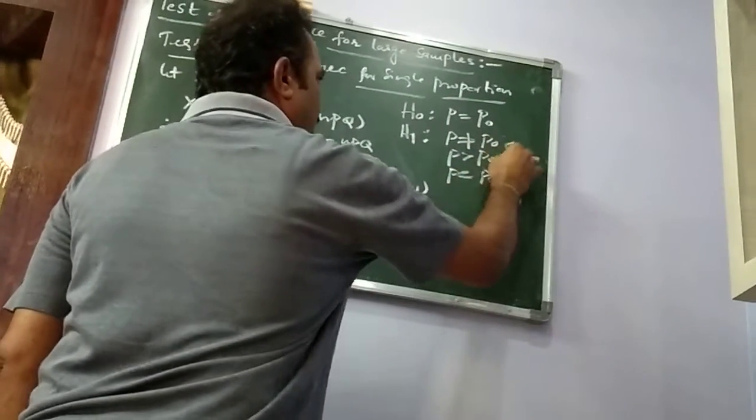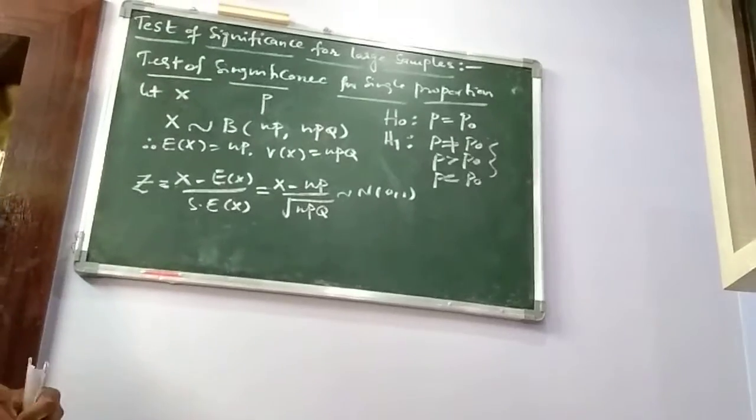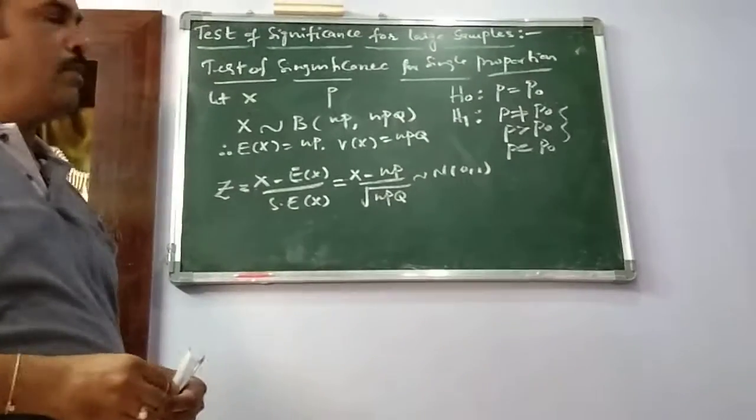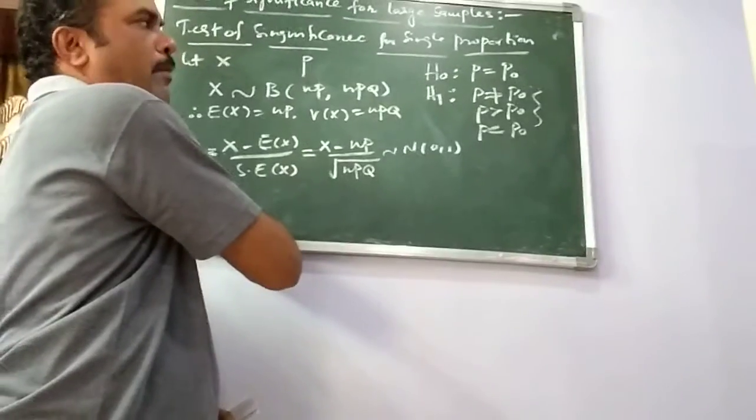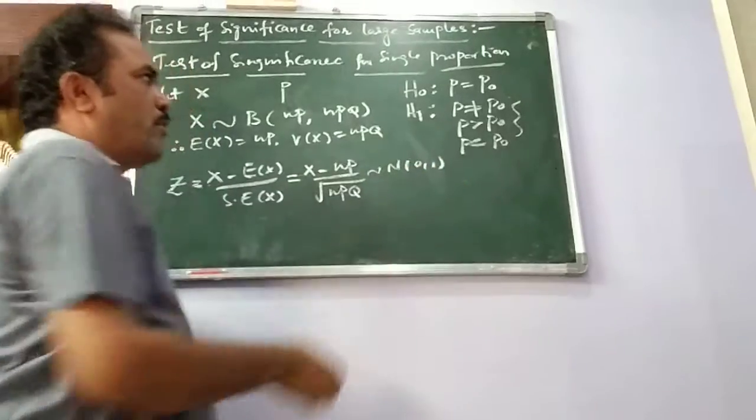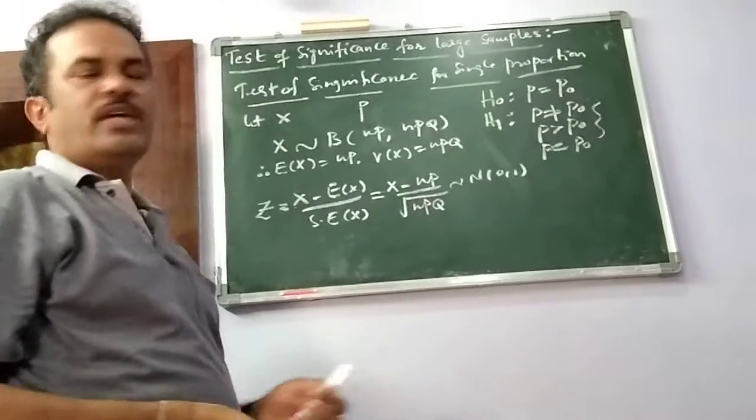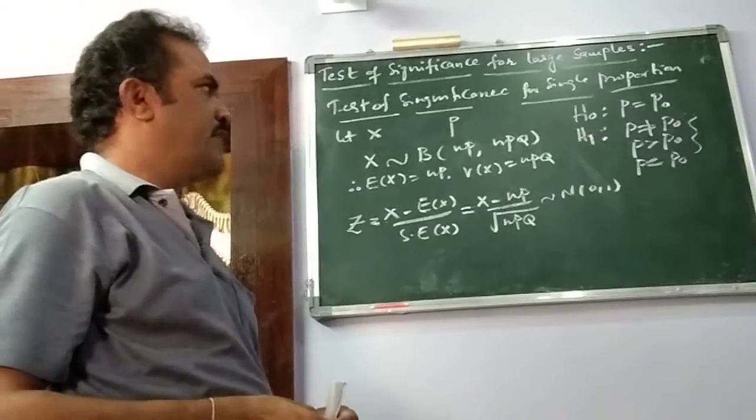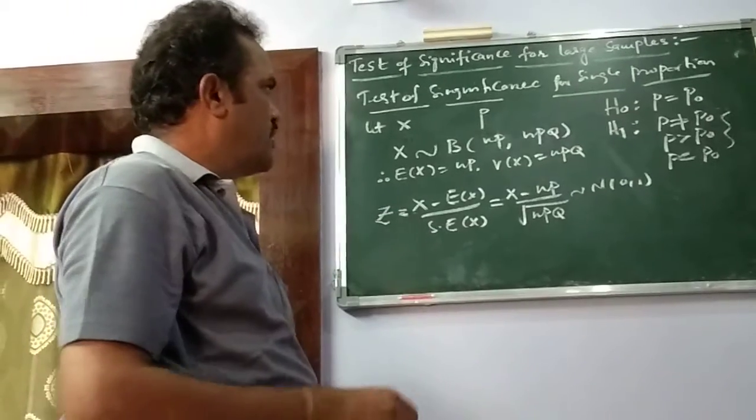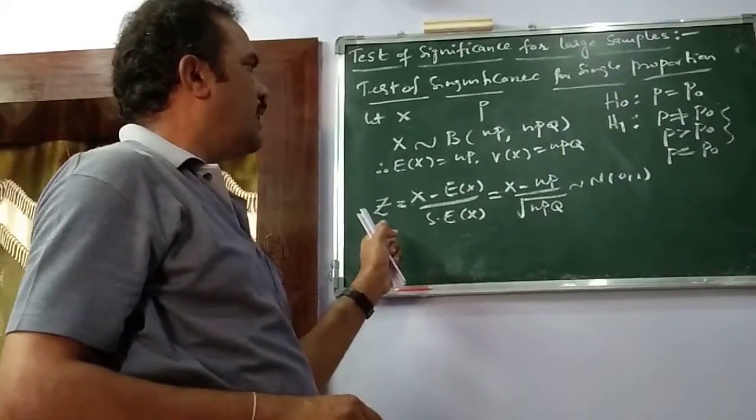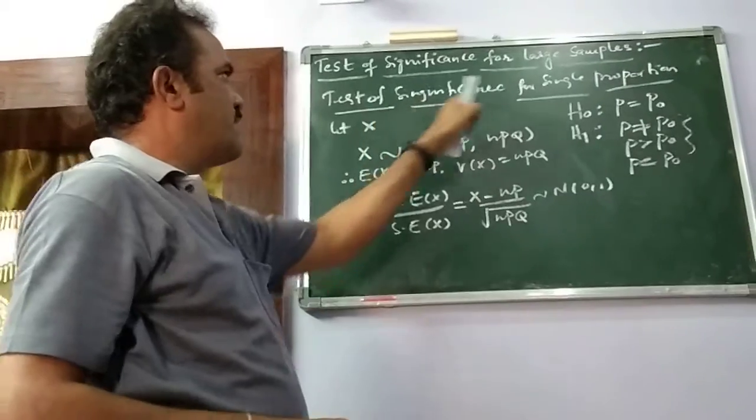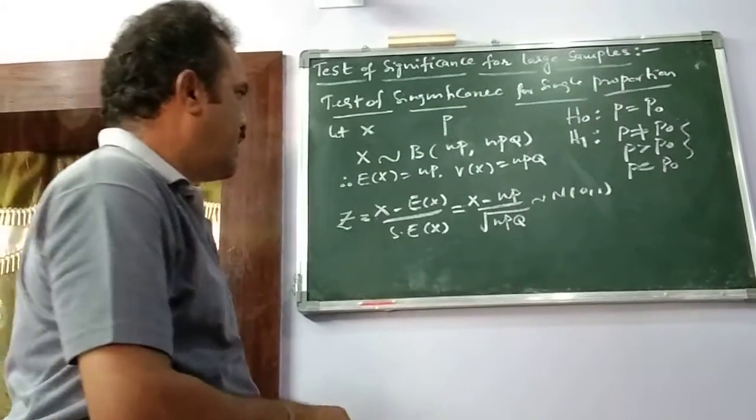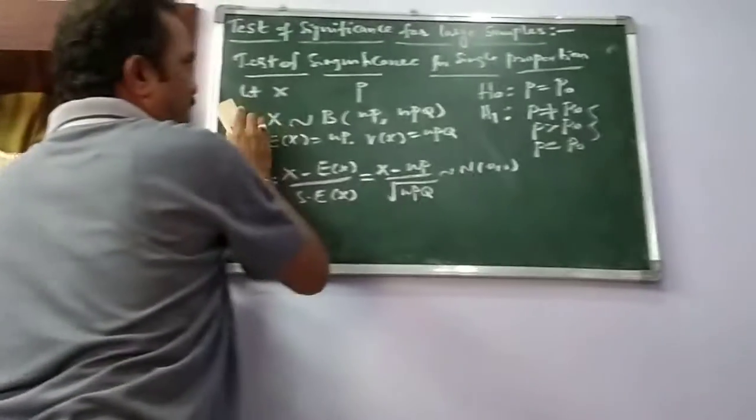Any one alternative is chosen according to the particular problem, and this is the test statistic formula. Then choose the appropriate level of significance and give the conclusion. We know the conditions for the conclusion and inference. So this is one approach. There is another approach also to carry out the test of significance for the single proportion. I will explain that other approach.